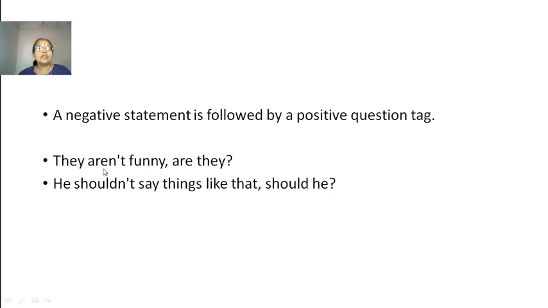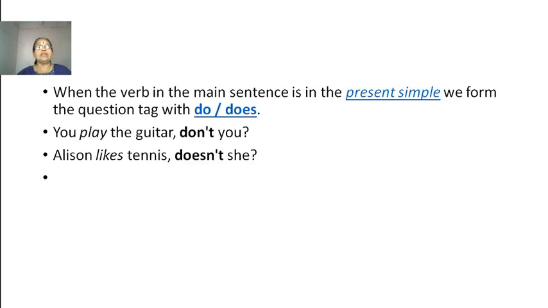See, they are not funny. This is a negative sentence. The tag should be now are they. Here we cannot use not. He should not say things like that. Should he? So this is again an example for a negative statement and the tag will be should he. Let us see some examples now. Then you will come to know how to add a question tag to the sentence.